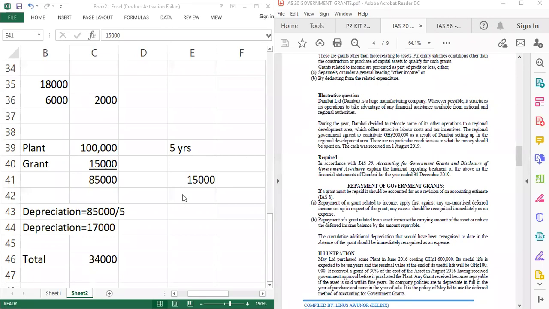So if the grant was not taken at all, what would have been our actual depreciation at the end of every year? The actual depreciation will be the actual value, which is 100,000 divided by 5. How much are we getting as a depreciation?